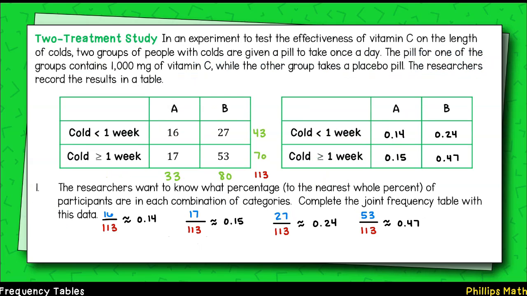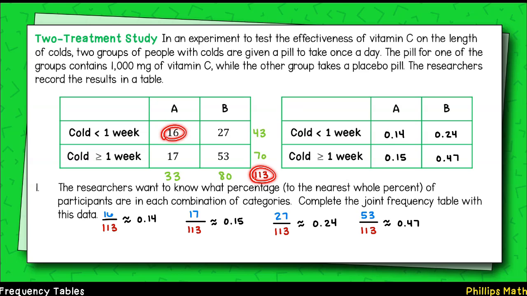Let's practice converting those frequencies again. In this example, 113 people participated in a study to see if vitamin C reduced the length of their cold. There was a treatment group who received some medicine and a placebo group who received nothing. To fill in the table on the right, use the joint frequency from each cell, then divide by the total number of participants, 113. Here's what I mean.